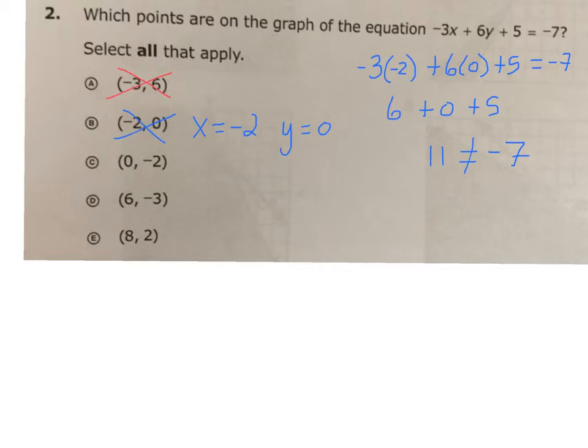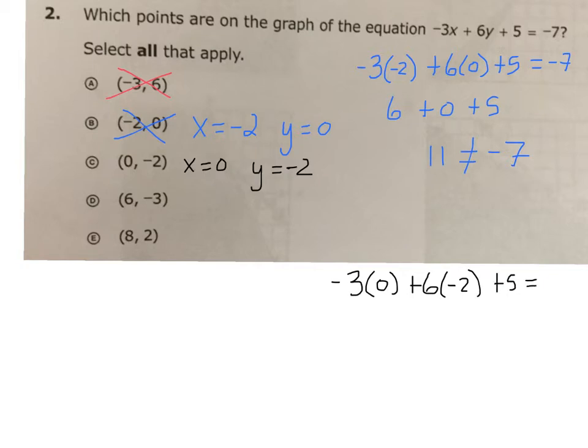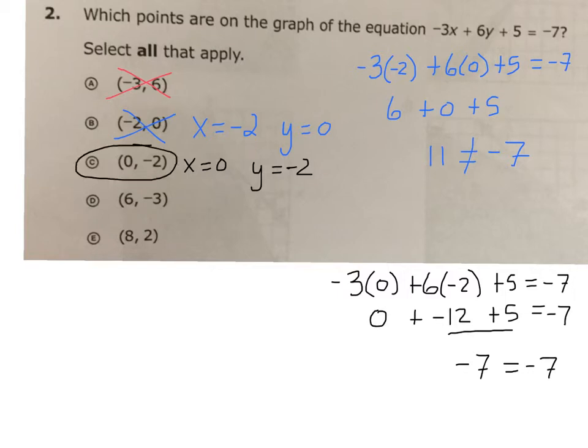Let's try C. On C, what does X equal? 0. And what does Y equal? Okay, let's try it. So I've got negative 3 times 0 plus 6 times negative 2 plus 5 must equal negative 7. Well, this is 0 plus negative 12 plus 5 must equal negative 7. Well, negative 12 plus 5 does equal negative 7, right? So is that a true statement? Yes. So C, that point, 0, negative 2, is on the line.